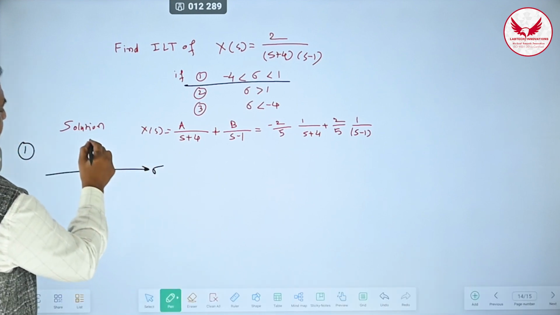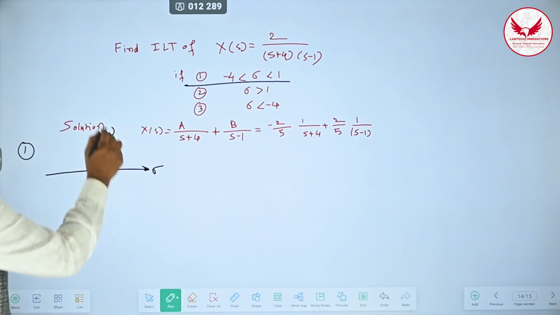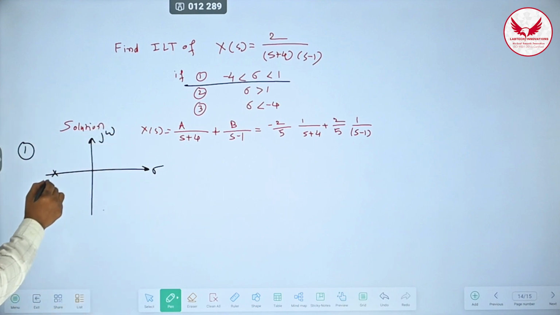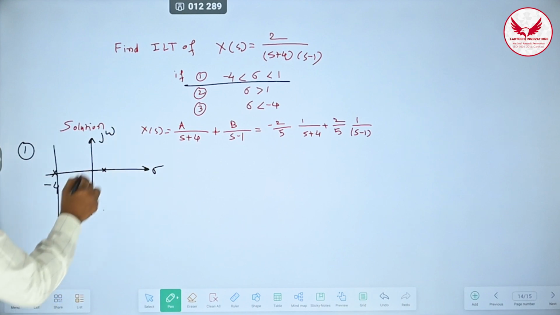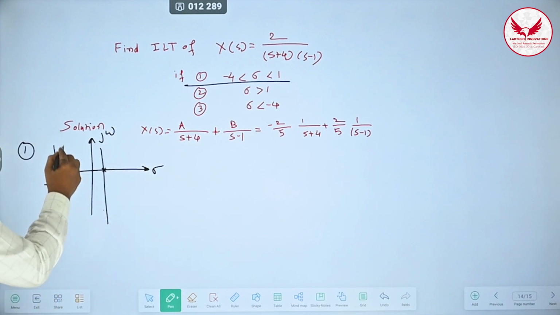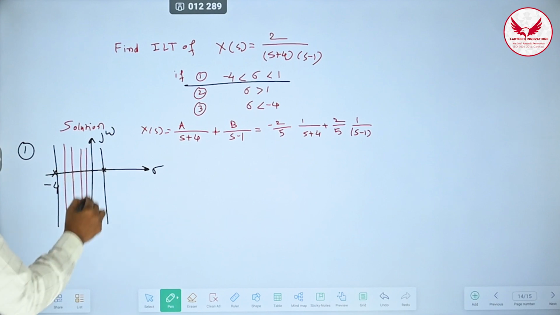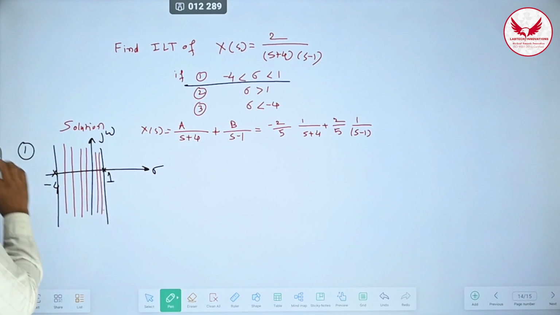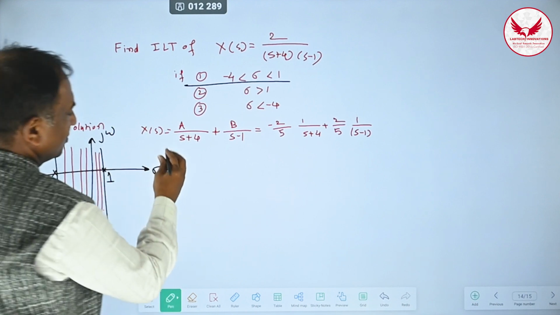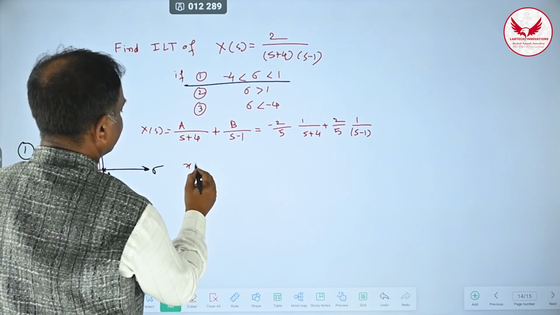So this is sigma and this is the j omega axis. Minus 4 would be around here, and 1 will be around here. So this is the ROC which is provided in problem number 1. The poles are here at 1 and here at minus 4. Now we will directly find the inverse Laplace transform.